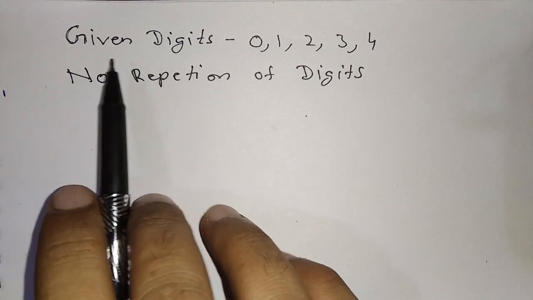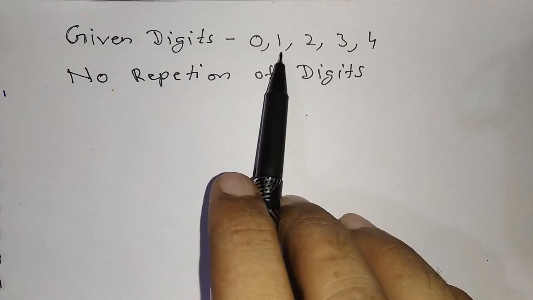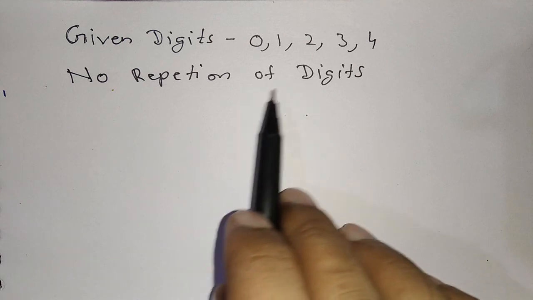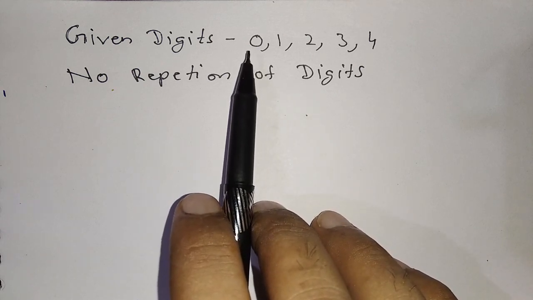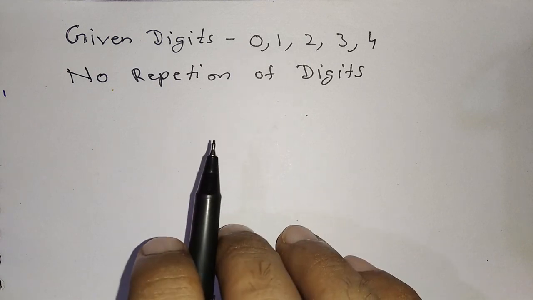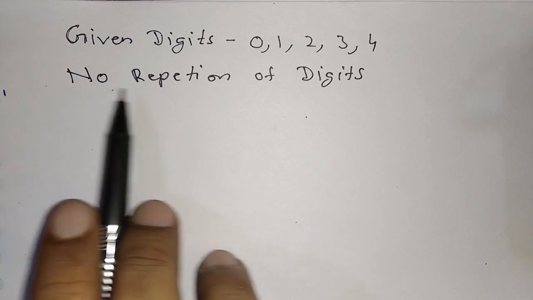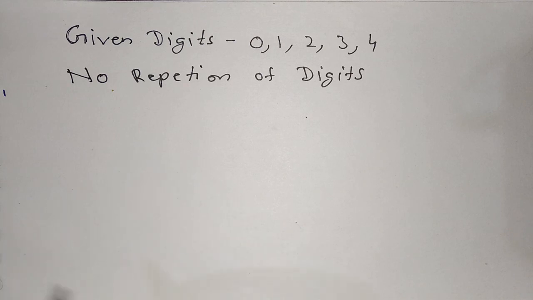Permutation of the digits. In this question the given digits are 0, 1, 2, 3 and 4, and this is again a special case because in this case 0 is given. So the process is different when 0 is given and when 0 is not given in the question. Another thing is that it is given that there is no repetition of digits, so digits must not be repeated. So using this we will solve different questions.